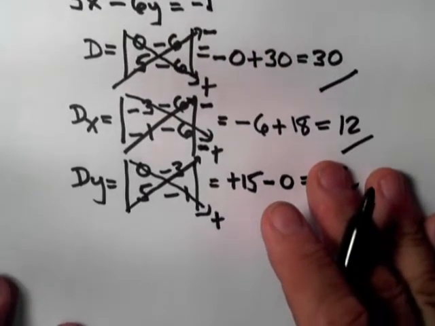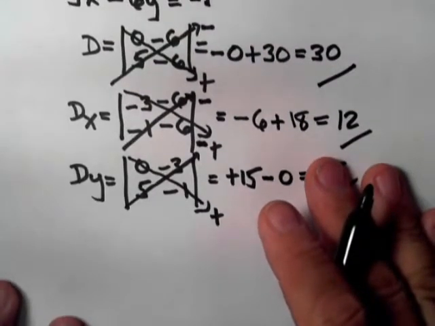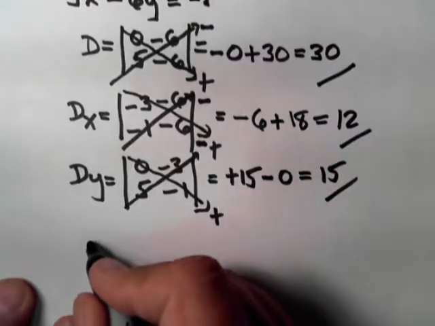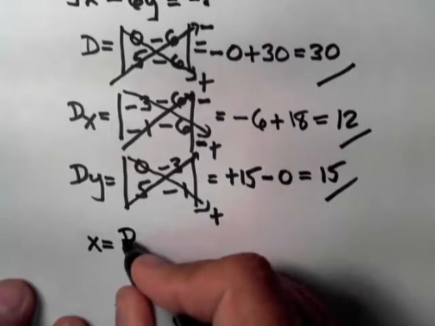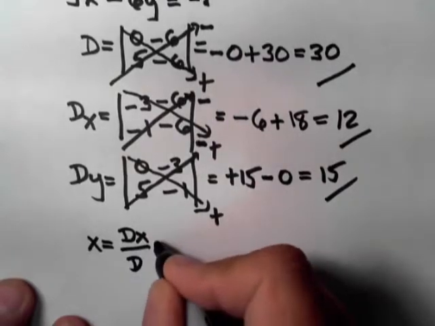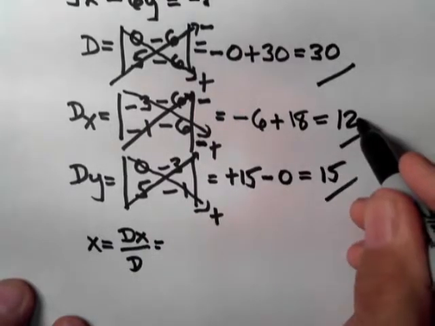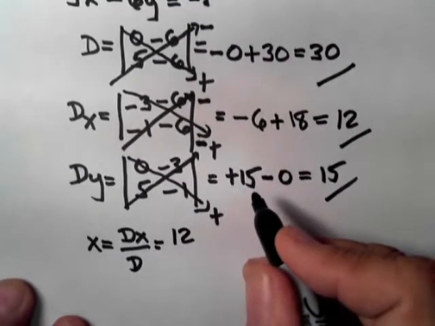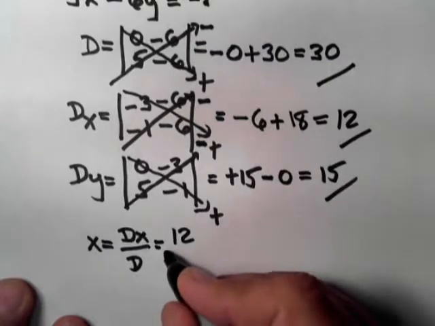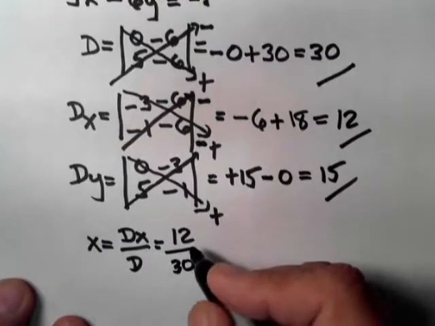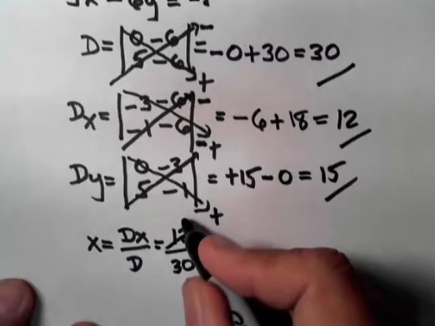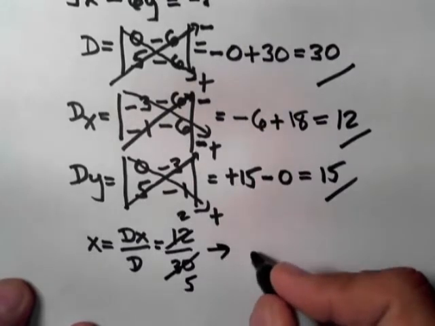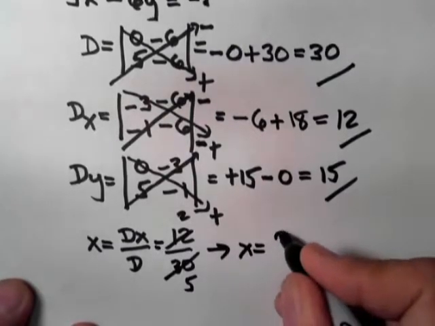Now we're all set to come up with the x and y values that are a solution to this system. Remember, x equals D sub x over D. Well, D sub x is 12. D we got to be 30. We can divide 6 into both of these to reduce it down. 6 goes twice here, 6 goes 5 here. So we get x equal to 2/5.